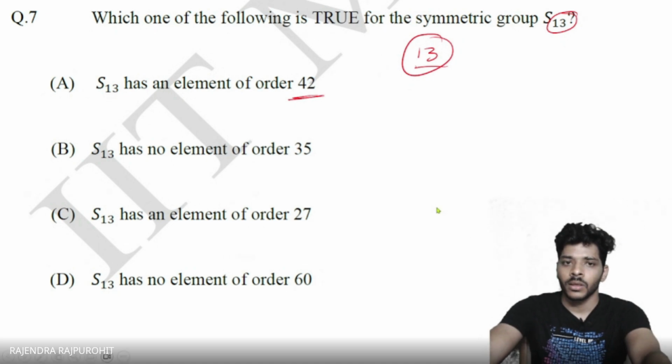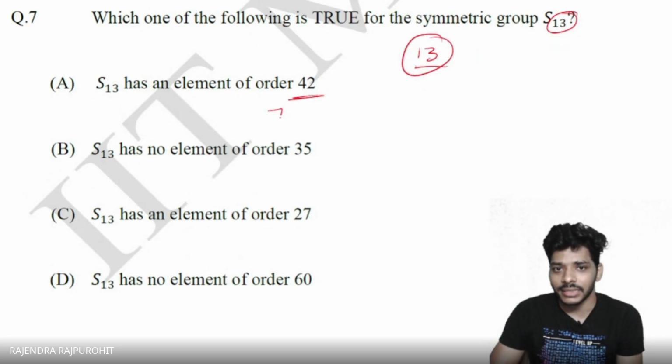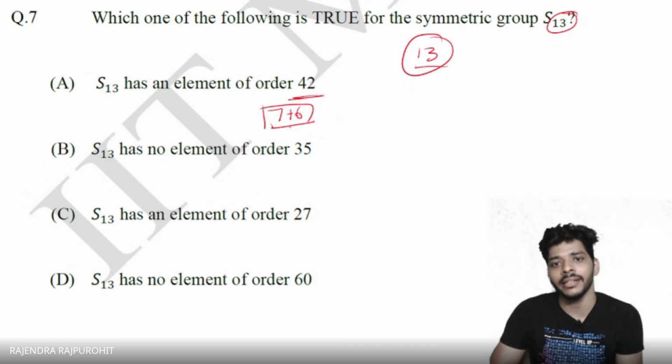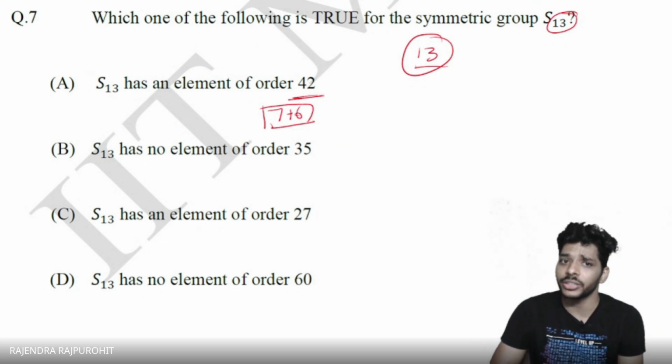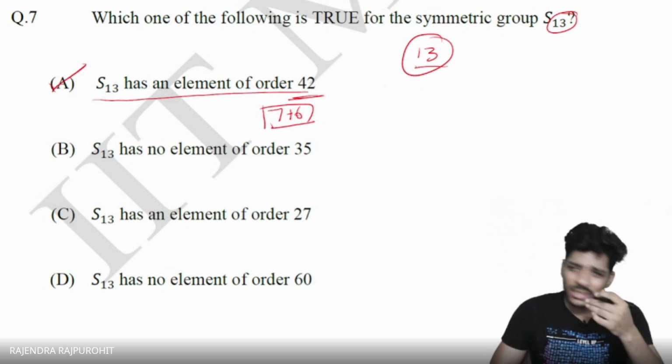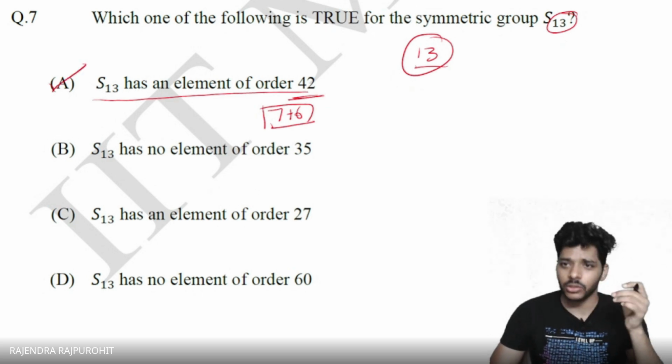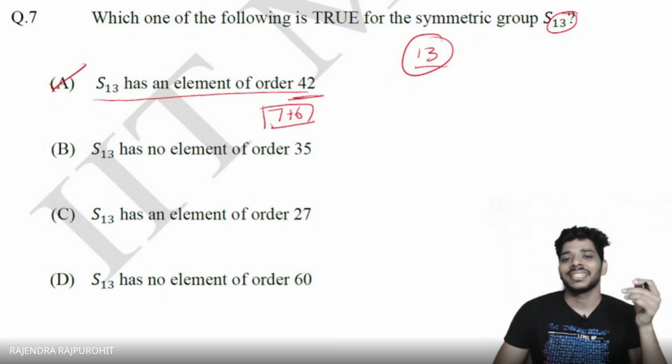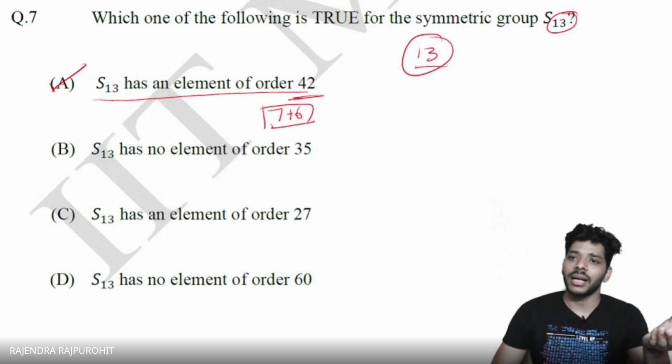6 and 7. 7 and 6, right? So if I take 7 plus 6, I'm getting 13. The sum is 13, so it's a partition of 13, and the LCM is 42. So yes, I do have an element of order 42 in S13. Okay, so S13 has an element of order 42, your problem is done. You have secured 1 mark, move to the next question.